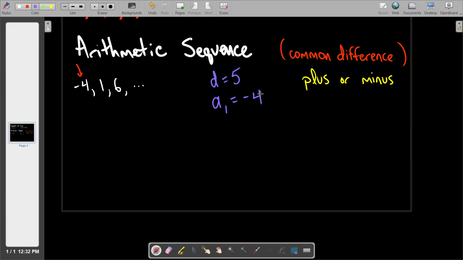So these are going to be component pieces that we use for building an explicit formula. The common difference is D. In this case, it's 5. The first term, A sub 1, is -4. Got it? Here's another example of an arithmetic sequence, and we'll do more with that in a minute. Don't worry. If we had like 52, 40, 28, dot, dot, dot, the first thing you want to look for is to verify: is it actually arithmetic? Can you see the common difference?